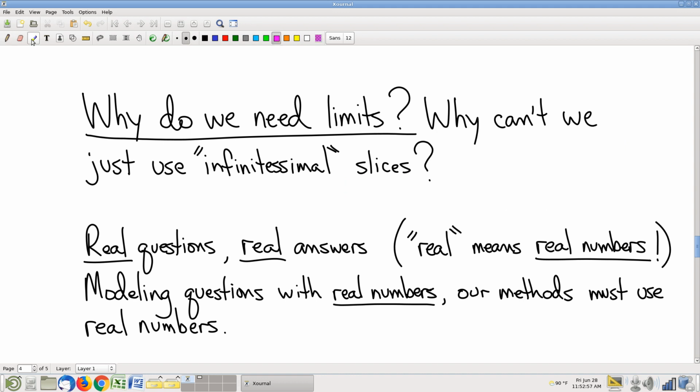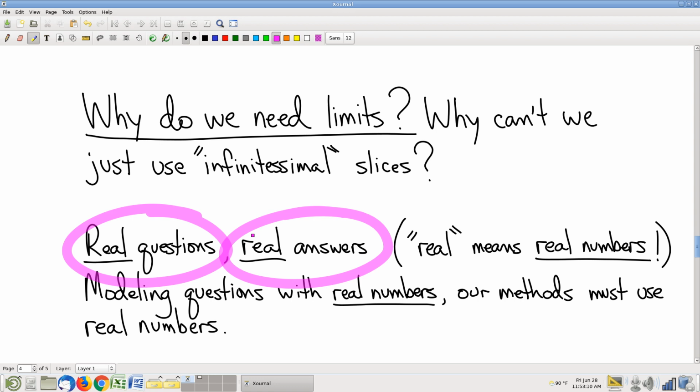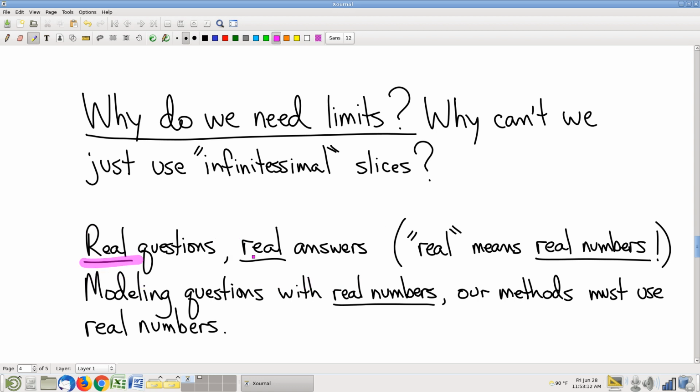Well, again, we have to go back to applications. We're going to be interested in what I'm going to call real questions. And we're going to want, as relates to those real questions, real answers. And what I mean here by real is real numbers, right? So specifically, we're going to be using real numbers to model the questions that we're interested in.